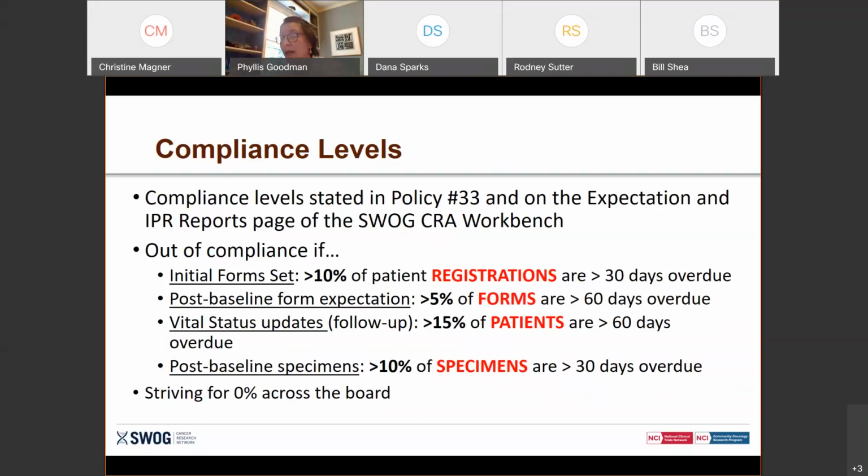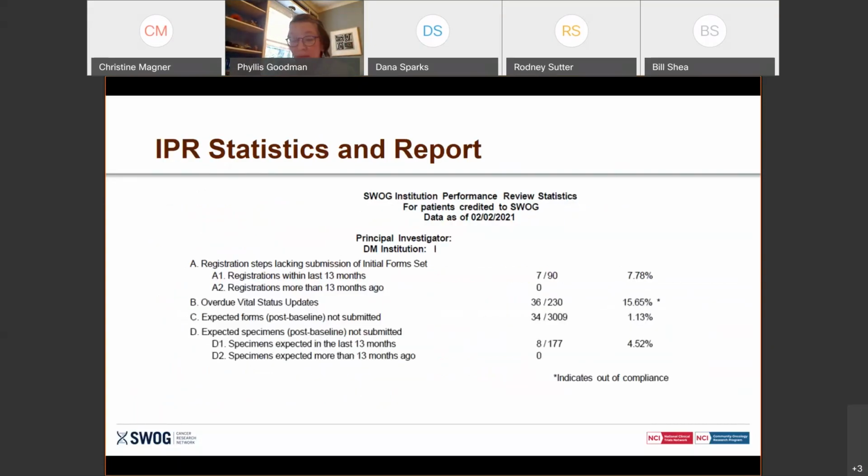So once again, not like a report card, here you're striving for 0% across the board. Next slide, please. Hi, Phyllis, you have 5 minutes. Thank you. Here's what the report looks like. Once again, next slide. If you're out of compliance, you will have an asterisk indicating that category.